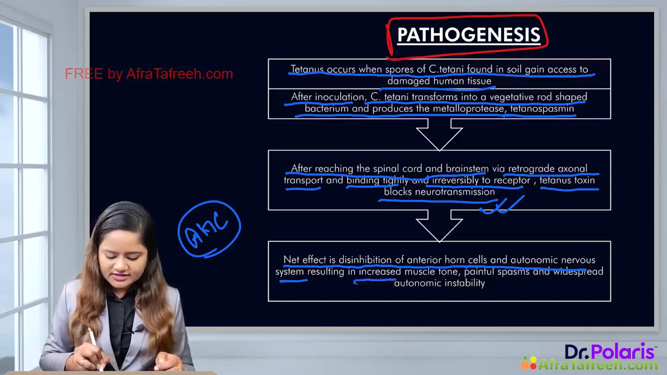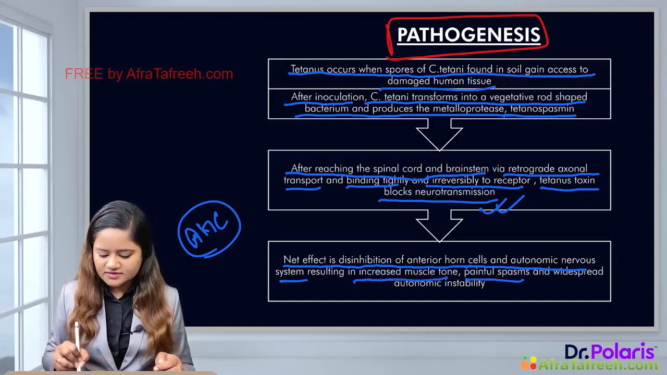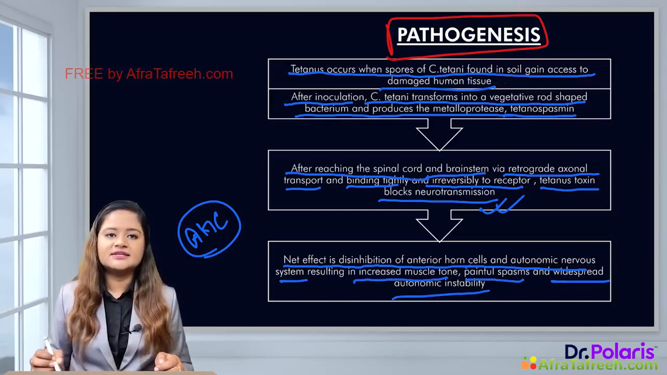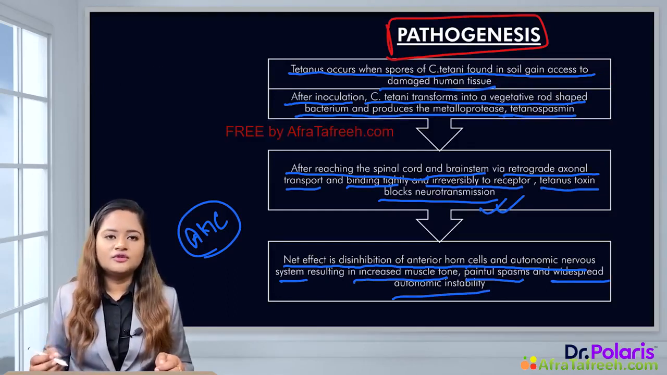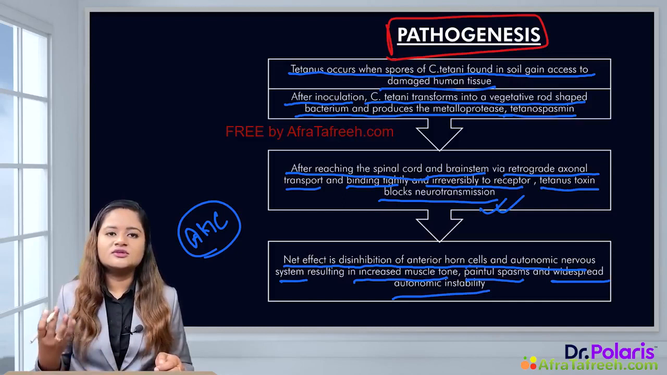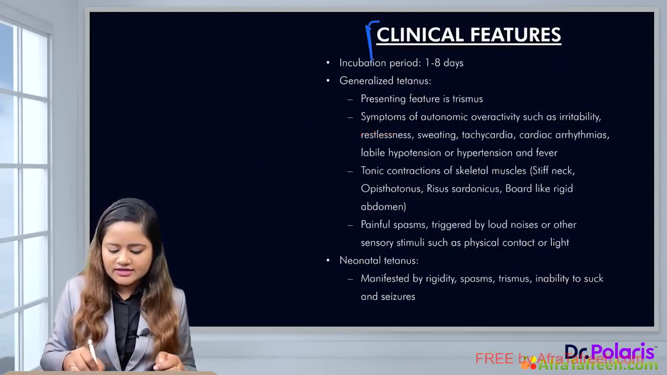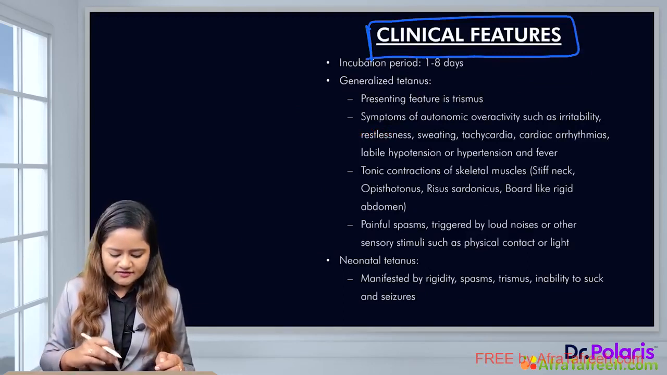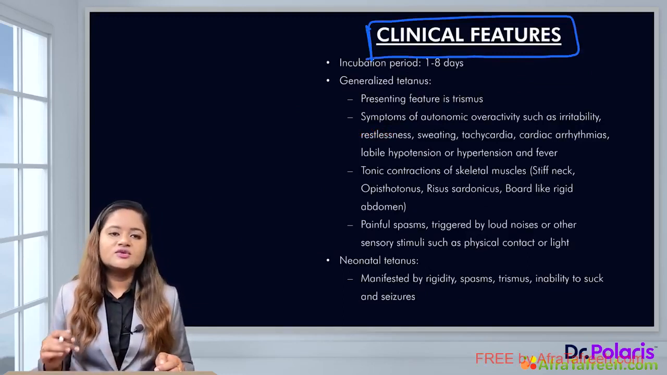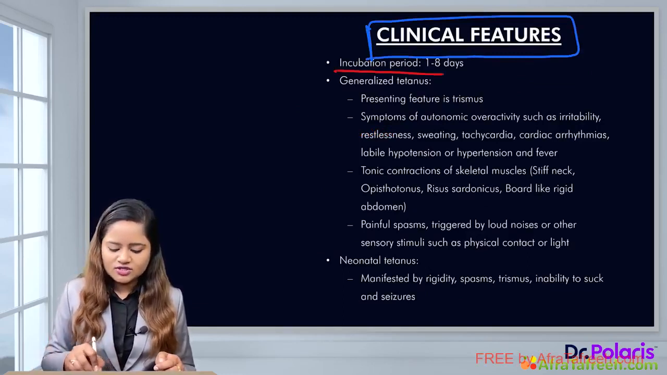It results in increased muscle tone, painful spasms, and widespread autonomic instability. So the overall tone of the body increases. It is not able to receive the response from the central nervous system. So clinically, how will a patient present if that patient has tetanus? The incubation period is around 1 to 8 days.